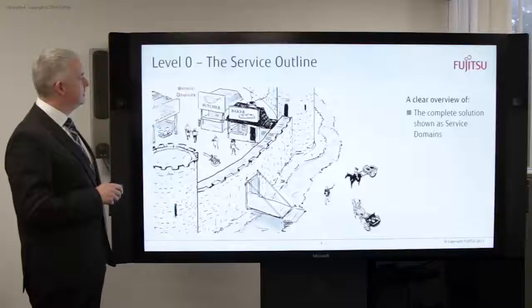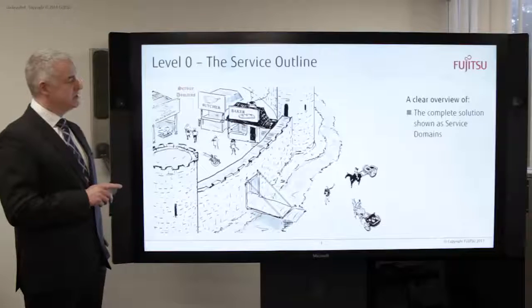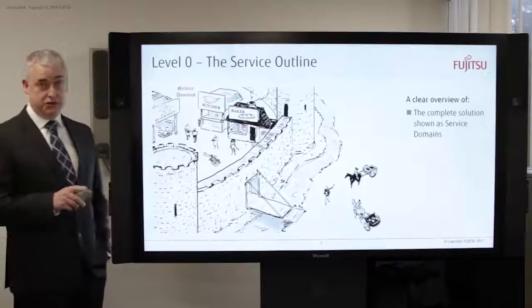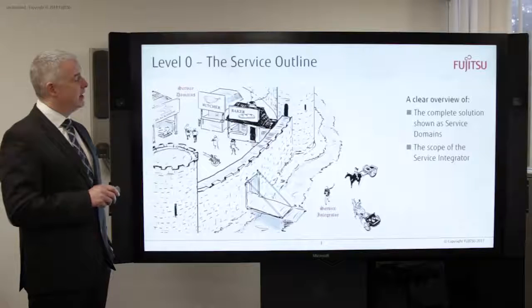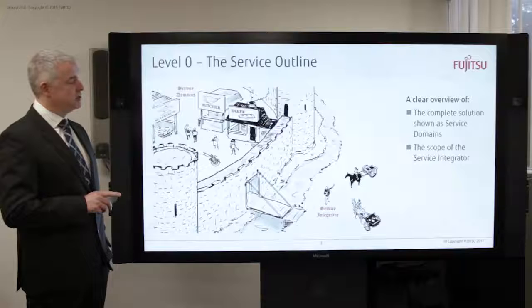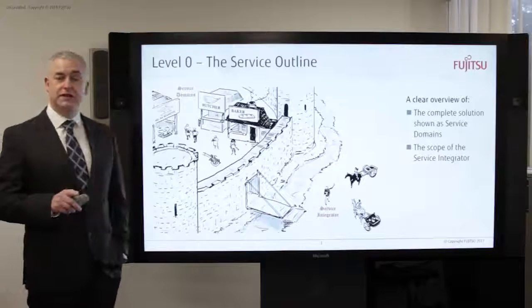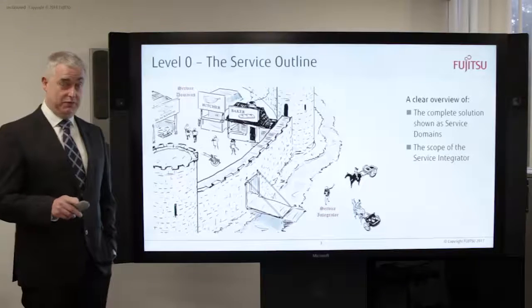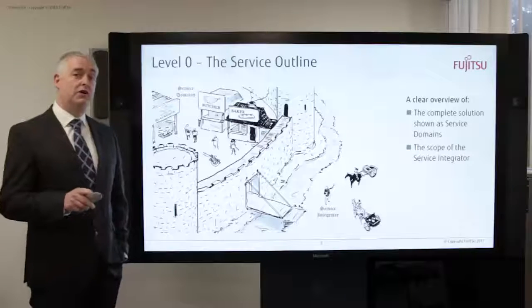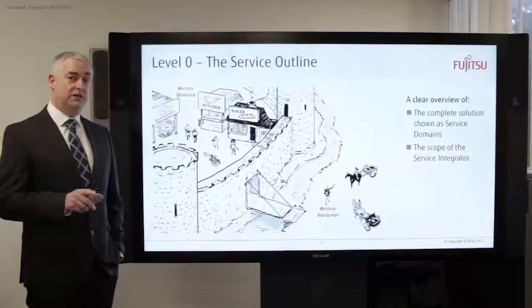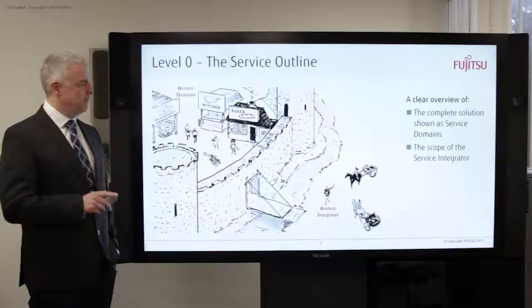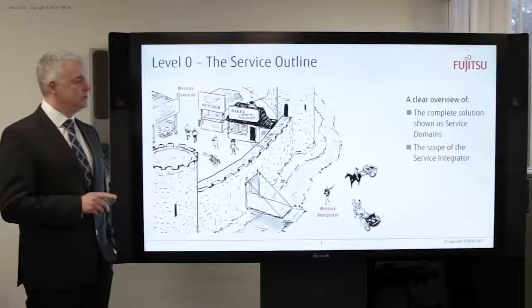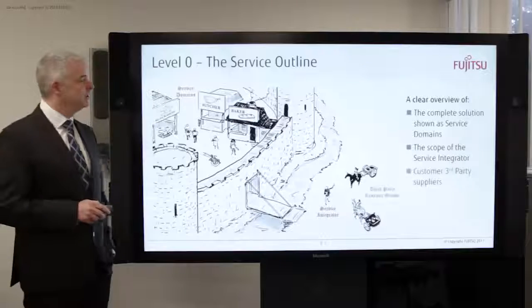So the level 0, what it does, it gives us a complete solution shown as a series of service domains. Okay, and it also allows us to understand what we call the scope of the service integrator. Now the service integrator could be Fujitsu, it could be the customer, or it could be a third party. But in the world of SIAM, service integration and management, it's clear and it's of paramount importance that you define the role of the service integrator.